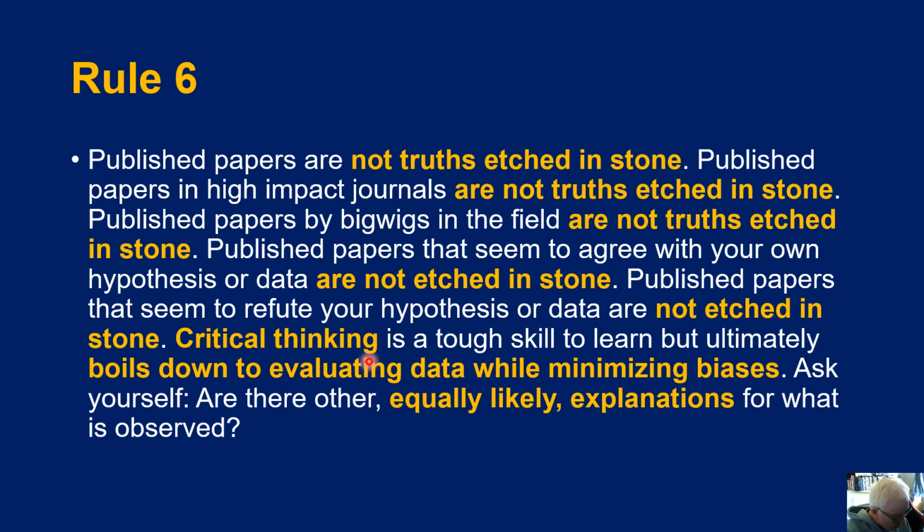Just because something's been written, you have to critically evaluate it. And that is hard. Critical thinking and critical skills are hard, but they can be learned. You have to evaluate the data, and you have to minimize bias, so you have to read it with a very clear perspective. You have to follow those rules, 1 to 6. Why did the authors do what they did? How did they do it? What did they find? What are their interpretations? Where are they going to go next?